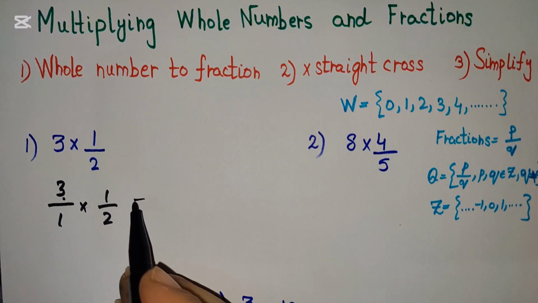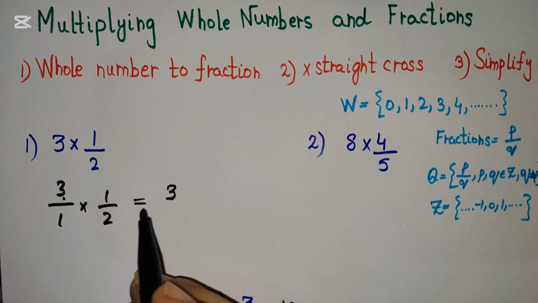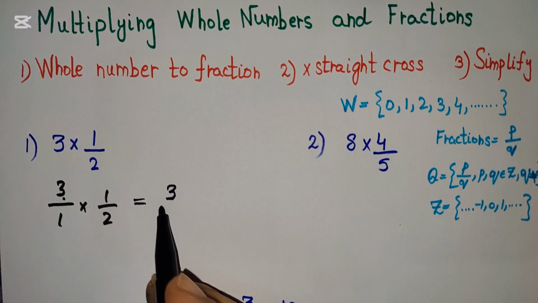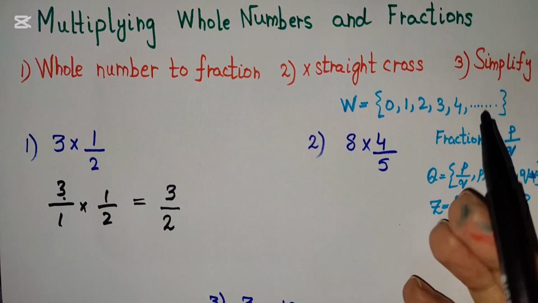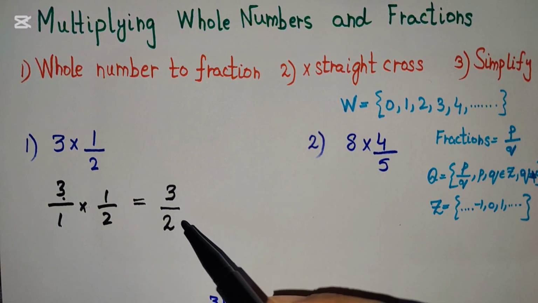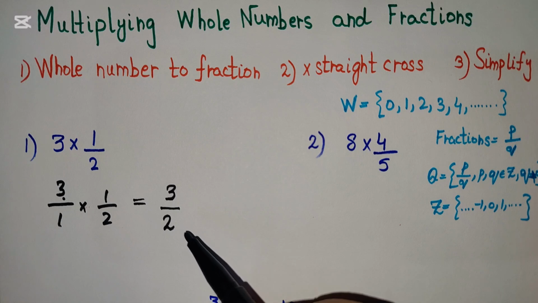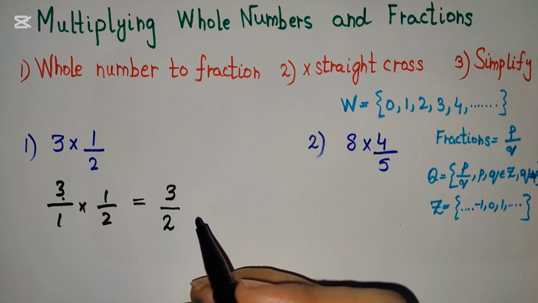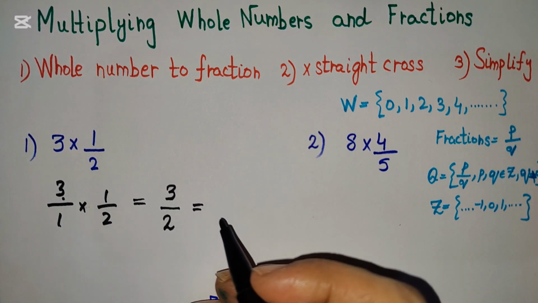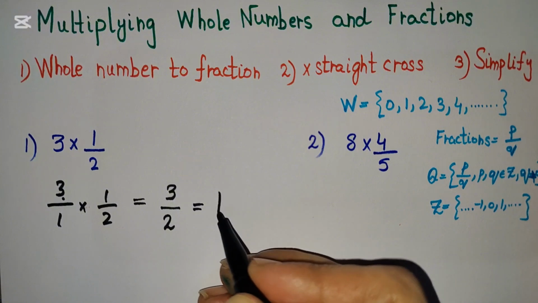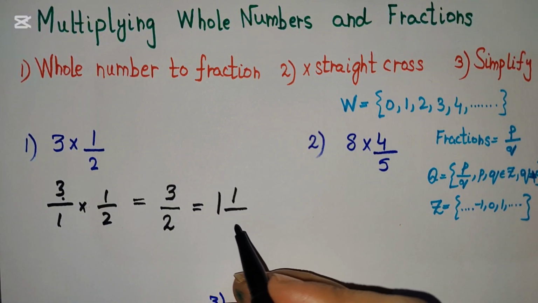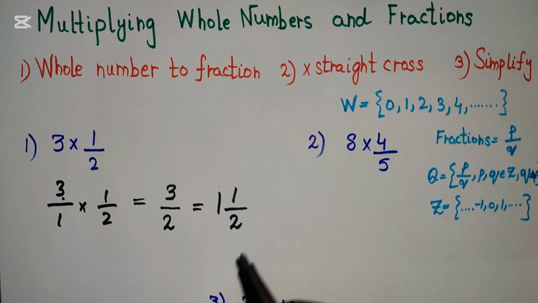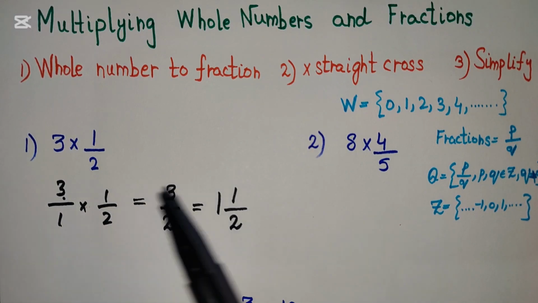It means 3 multiplied by 1 will be 3 and 2 multiplied by 1 will be 2. So the last step is simplify. Because 3 over 2 is an improper fraction, we have to simplify it. We know that 2 divided by 2 is 1 with remainder 1, and the denominator stays the same. So this is the simplest form of example 1.